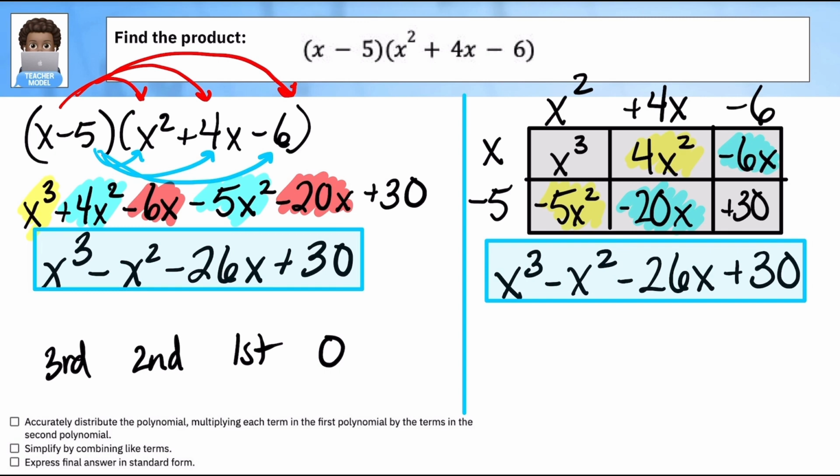All right, and checking on my criteria for success, I accurately distributed a polynomial. I simplify by combining like terms, and my final answer is in standard form. So check to make sure you can demonstrate all three parts and that you're getting accurate answers, getting feedback from another adult or by other peers in your class.